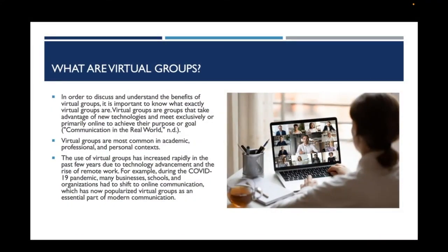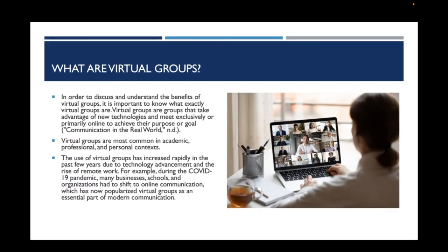So, first off, what are virtual groups? In order for us to discuss and understand the benefits of virtual groups, it's important to know what exactly virtual groups are. The textbook definition of virtual groups is groups that take advantage of new technologies and meet exclusively or primarily online to achieve their purpose or goal.